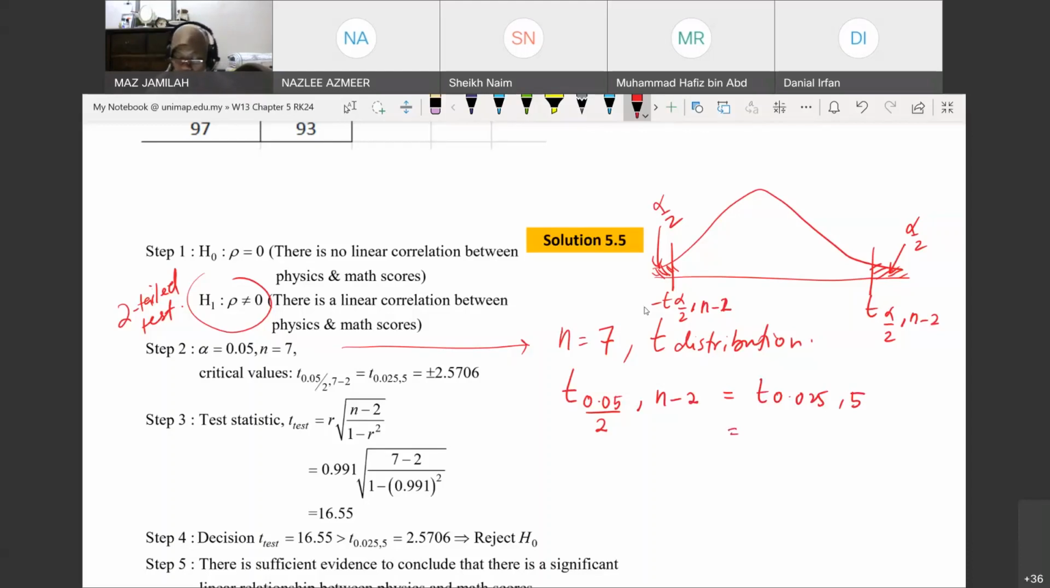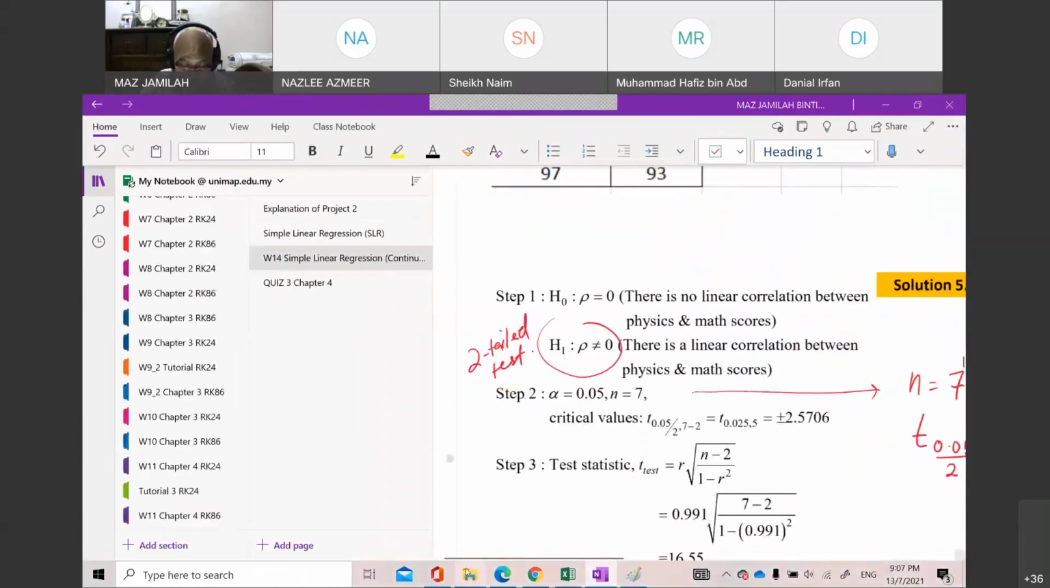Now, let's move to your t-distribution table. We have the degree of freedom is 5, and your alpha is 0.025. Let's look at our t-distribution.